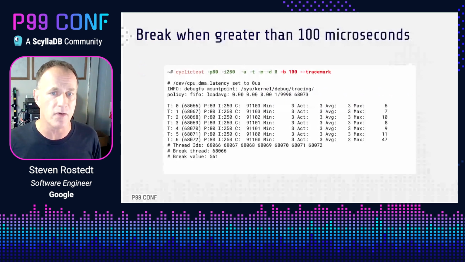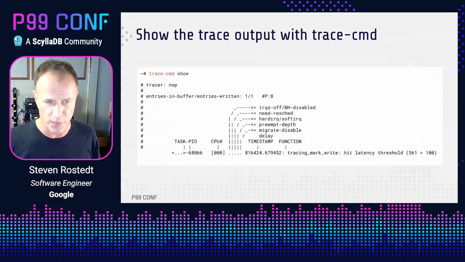And here you'll see how I do that by adding -b100. So if the latency is ever greater than 100, it will stop, and the tracemark means it will write into the Linux kernel. The break value here was 561, over 100.